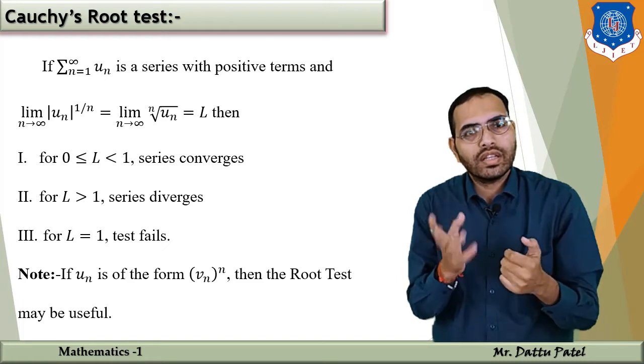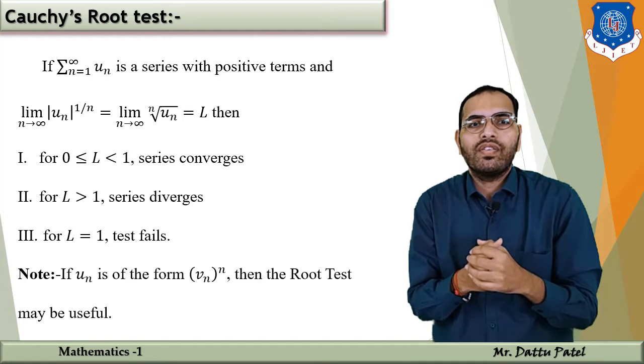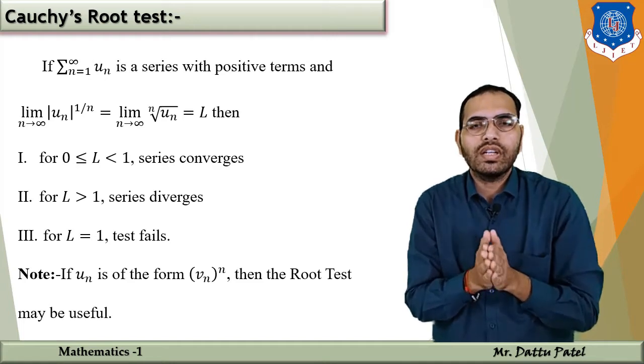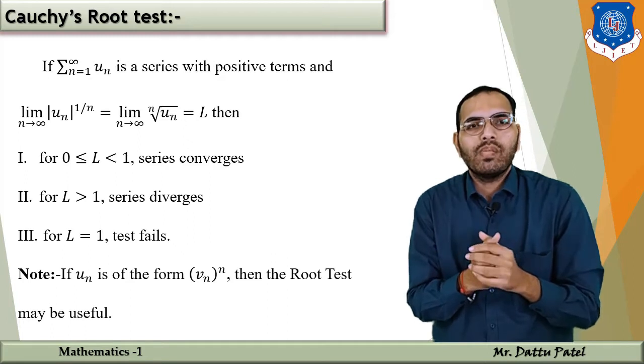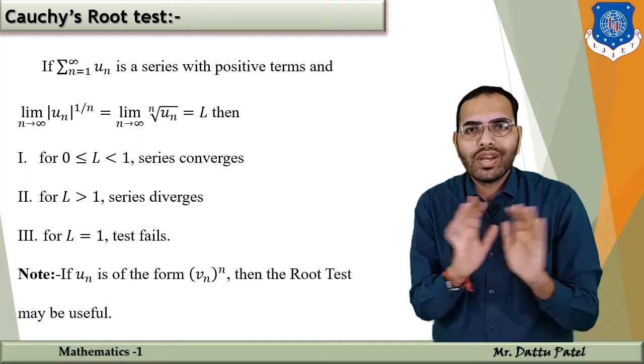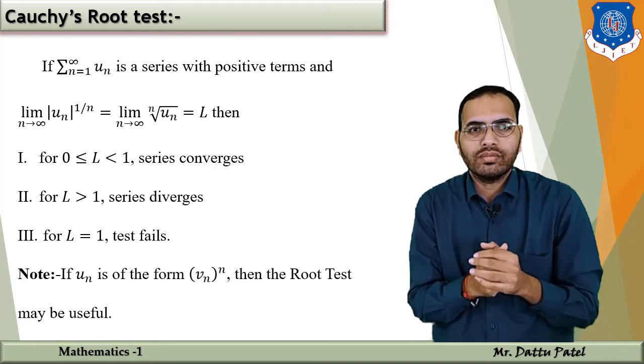If the value of the limit is greater than 1, then the given series diverges. If the value of the limit is 1, then we can say that the Cauchy root test fails, meaning the root test does not give any information about the convergence or divergence.